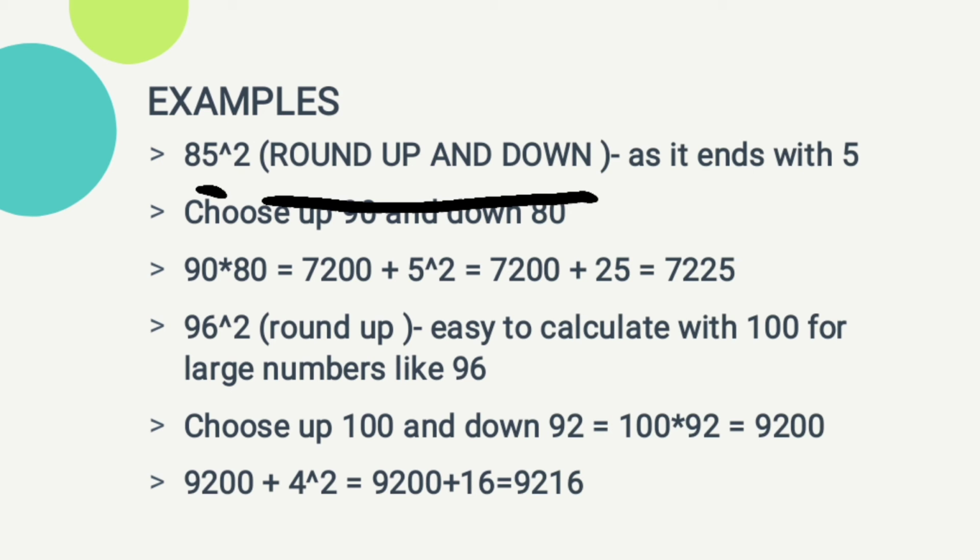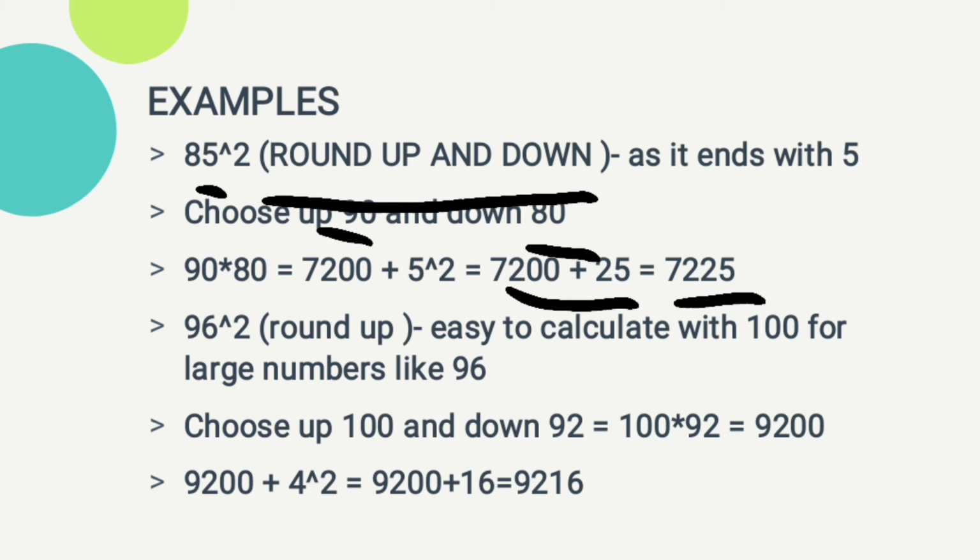Choose up 90 and down 80. Multiply 90 and 80. It is very simple, as 9 8s are 72 and attach 2 zeros simply. Plus 5 the whole square. 5 is the difference between 85 and 90 or 85 and 80. 7200 plus 25 will be equal to 7225.